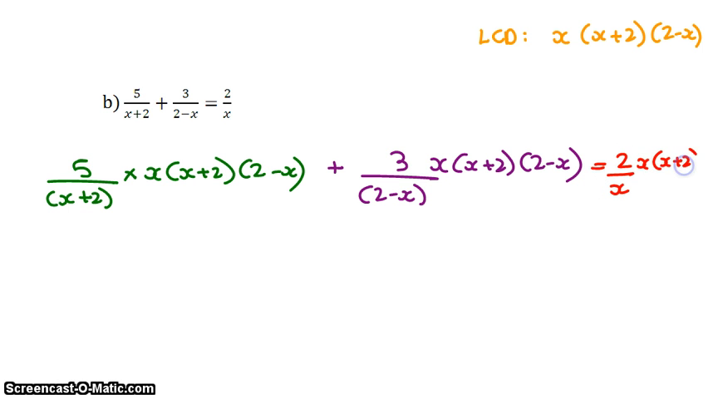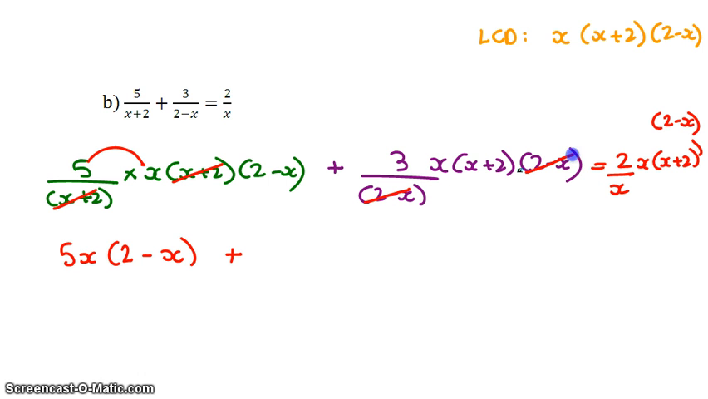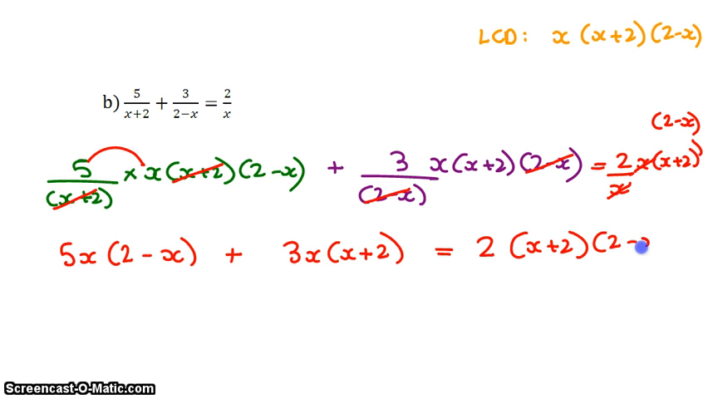Now I'm going to run out of space here. I'm going to just write at the top. Great, now why this is super is that x plus 2 and x plus 2 cancel, which leaves me with 5x and 2 minus x, plus 2 minus x and 2 minus x cancel, which leaves me with 3x, x plus 2, which equals x and x cancel, so I'm left with 2x plus 2, 2 minus x.